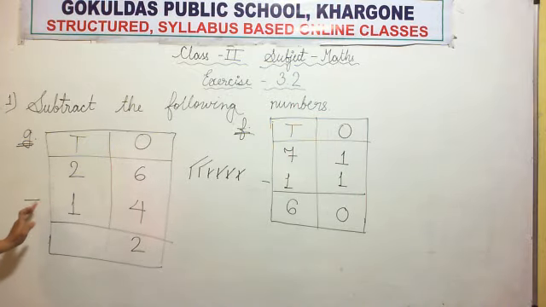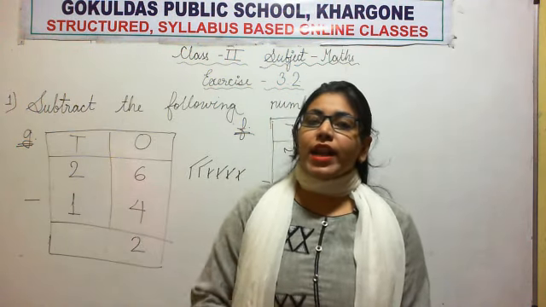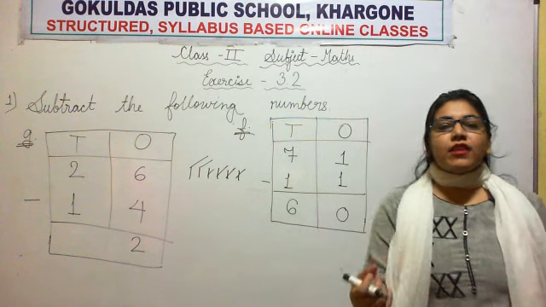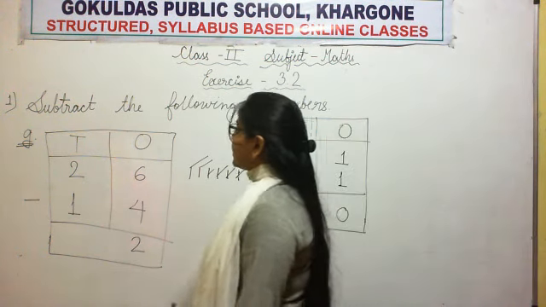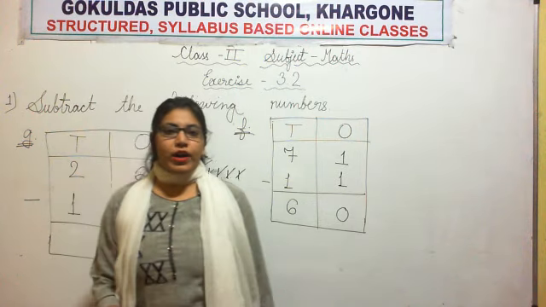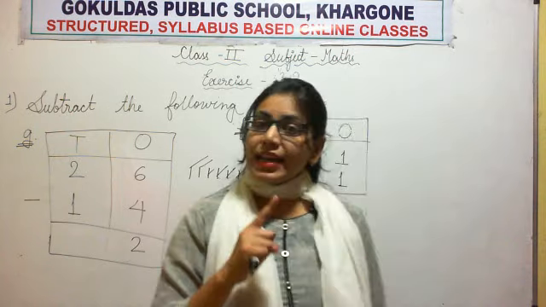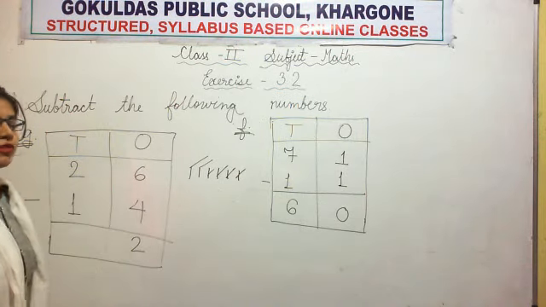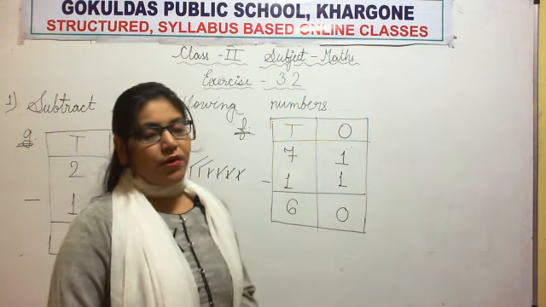2 minus 1. Again, the subtraction property: whenever 1 is subtracted from any number, the result or the difference is the previous number. So what is the previous number of 2? Very good. 1 is the previous number of 2, so we will write number 1.